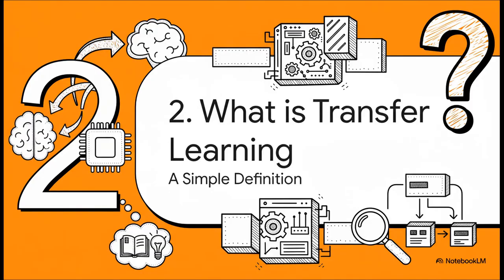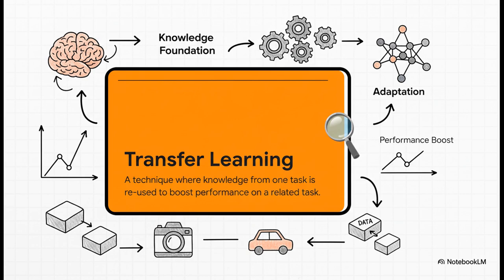So we know it's a big deal and it has a long history, but what is it really? Let's break it down and get a super clear definition. Okay, so here's the textbook version. It's a technique where a model that was trained to do one thing gets repurposed to do a second related thing. The key here is that it's not starting with a blank slate, a totally empty brain. It's starting with a solid foundation of knowledge that it can then adapt and build on.